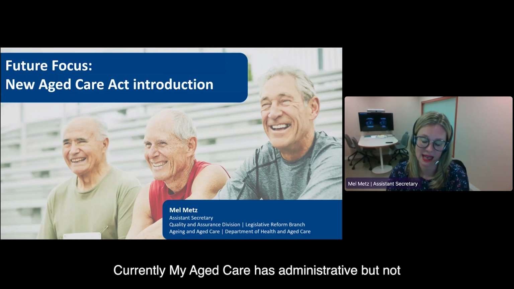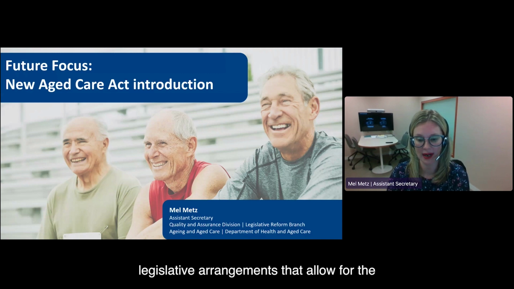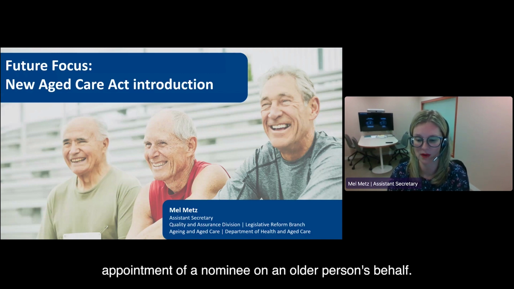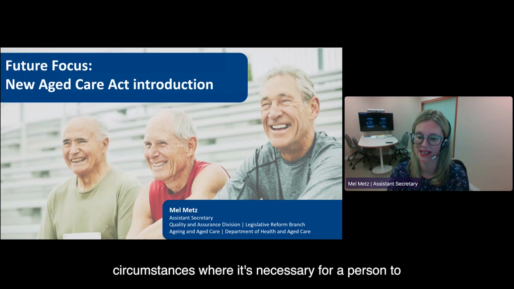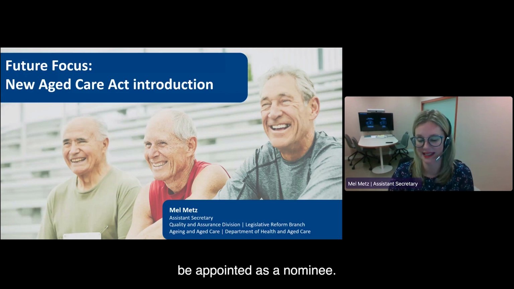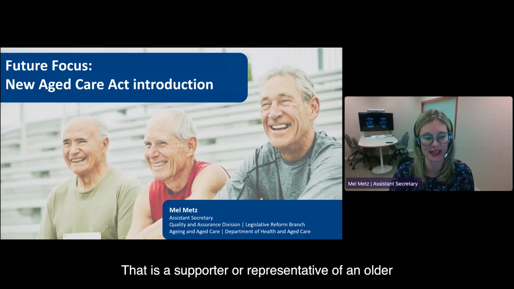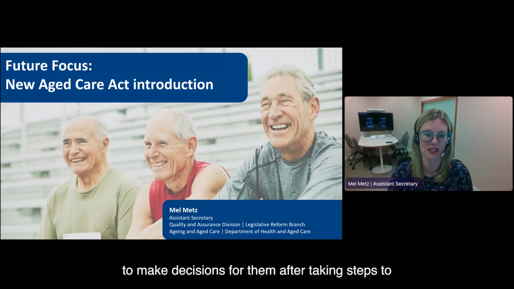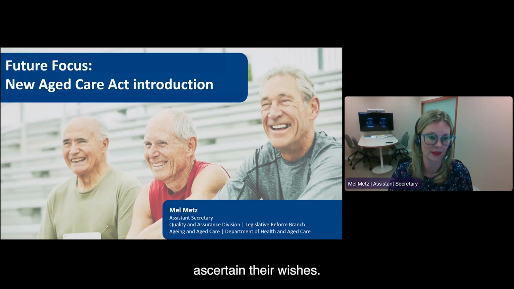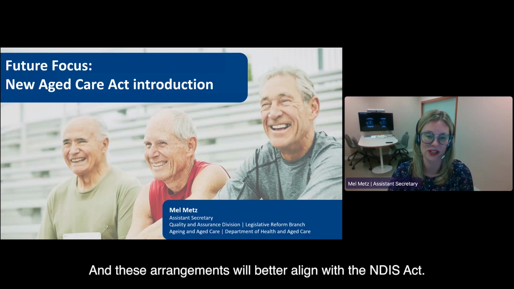Currently, My Aged Care has administrative but not legislative arrangements that allow for the appointment of a nominee on an older person's behalf, and the new Act will recognise that there may be circumstances where it's necessary for a person to be appointed as a nominee. That is a supporter or representative of an older person to support that person to make decisions or to make decisions for them after taking steps to ascertain their wishes. And these arrangements will better align with the NDIS Act.